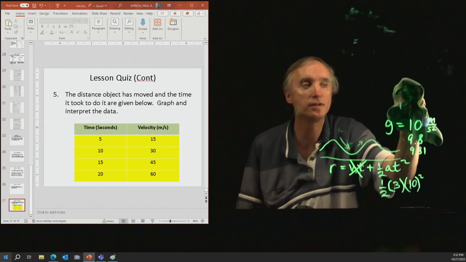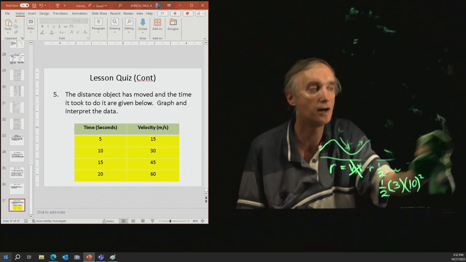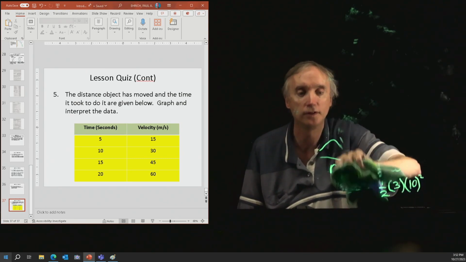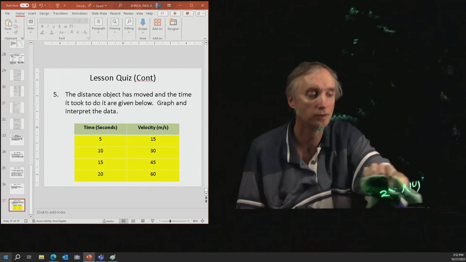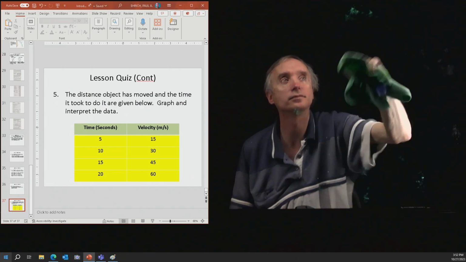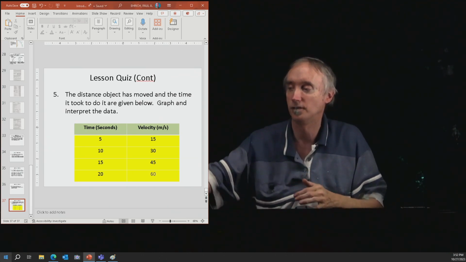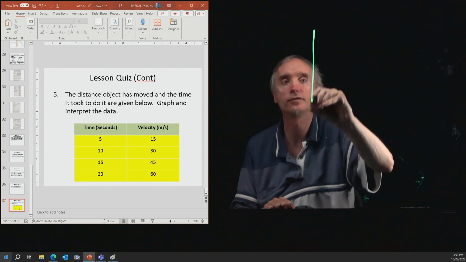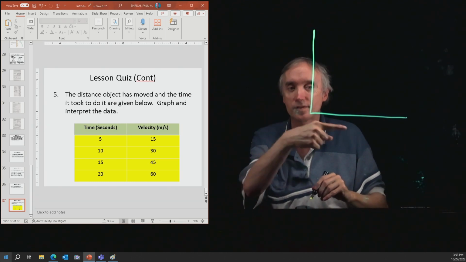Okay, so since we were given velocity and time, that means we're going to want a velocity versus time graph. Okay, there we go. Let's make a graph here, and we want the time to be going sideways.